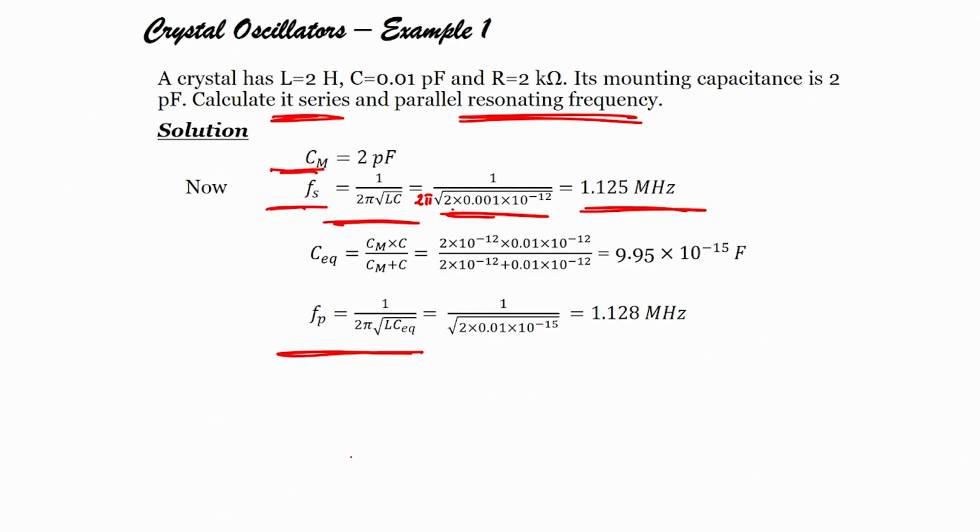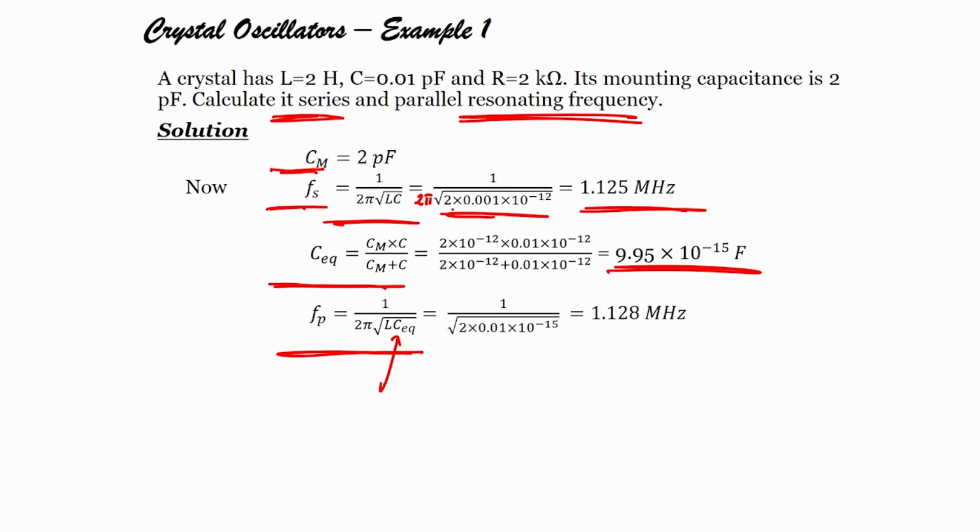Now, we know Fp is 1 by 2 pi under root of L C equivalent. That means we have to find C equivalent. We already know the formula: C equivalent is nothing but Cm into C divided by Cm plus C. Cm is 2 picofarad and C is 0.01 picofarad. So, 2 into 10 to the power minus 12 into 0.01 into 10 to the power minus 12, divided by 2 into 10 to the power minus 12 plus 0.01 into 10 to the power minus 12, that will give us 9.95 into 10 to the power minus 15 farads.